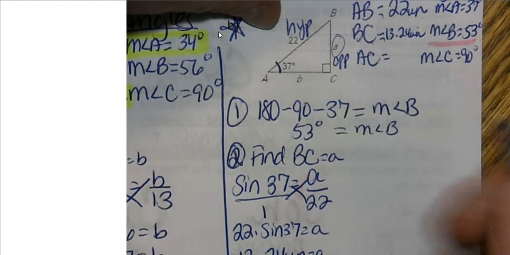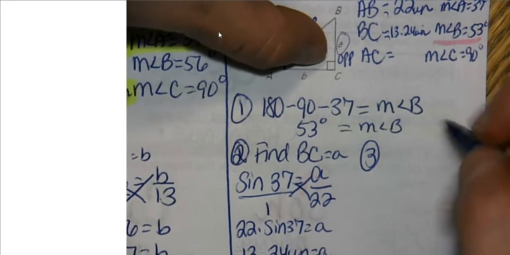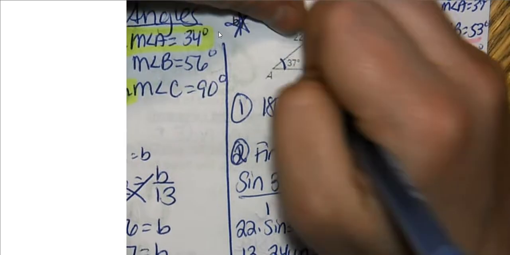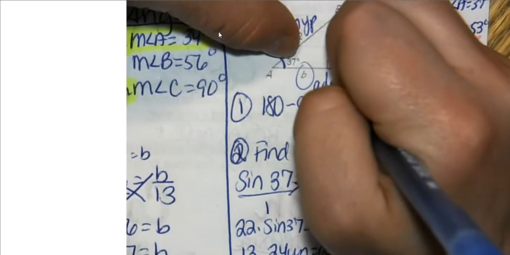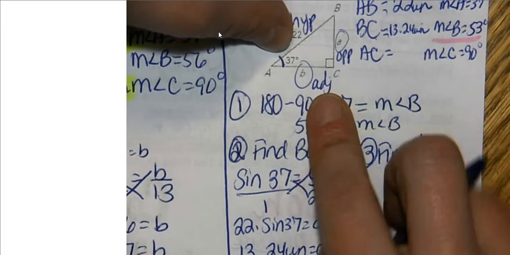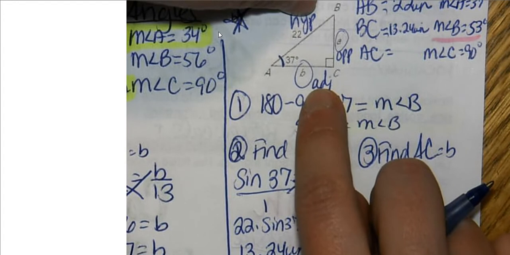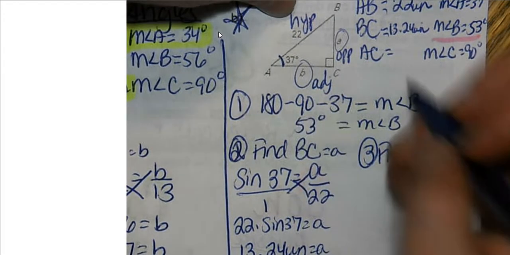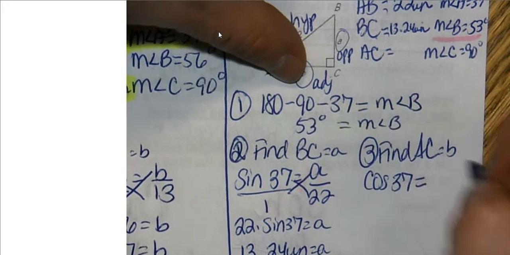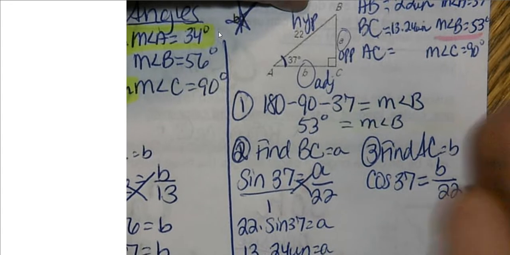Let's go ahead and find AC. So AC is also known as little b, and it is the adjacent side to 37 degrees. So we want to find the adjacent. Working with given information, I was given the hypotenuse, that's AH. I'm working with cosine. So the cosine of 37 is equal to the adjacent, which is little b, divided by the hypotenuse, which is 22.